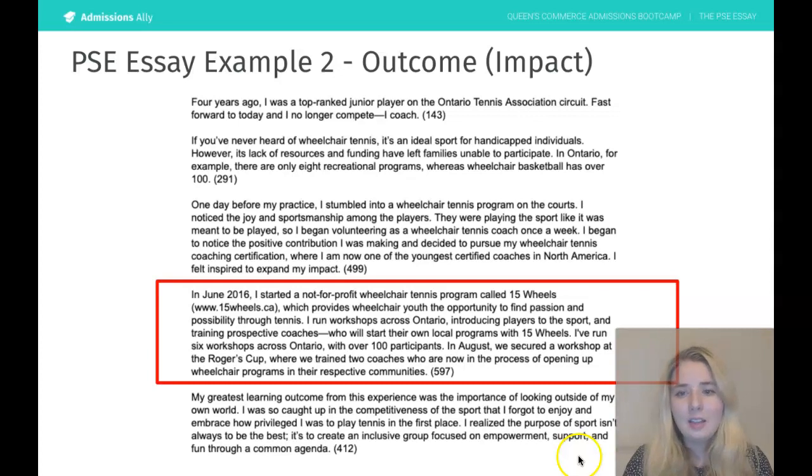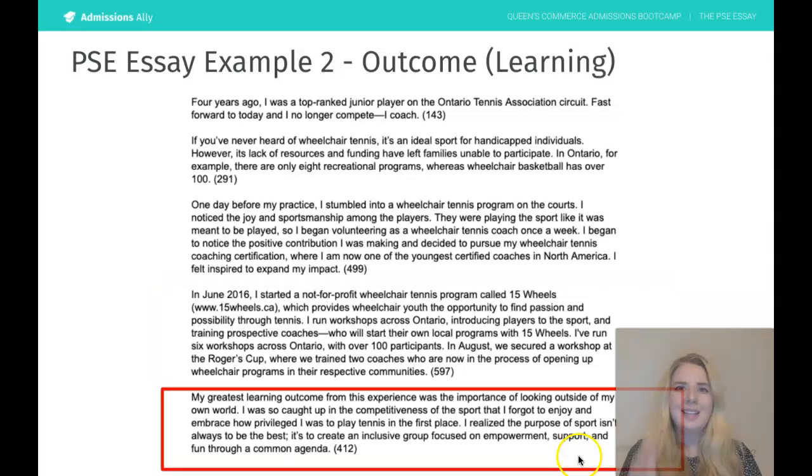They said that they had secured a workshop at the Rogers Cup. So wow, this is really impressive. This means that other people are standing behind this initiative and really agreeing with it as well and in support of it. So that shows your impact. Where they trained 2 coaches who are now in the process of opening up their wheelchair programs. So again, what you can see here, this impact is nothing to do with me, nothing to do with what I learned. It's all about what I've done for this community.